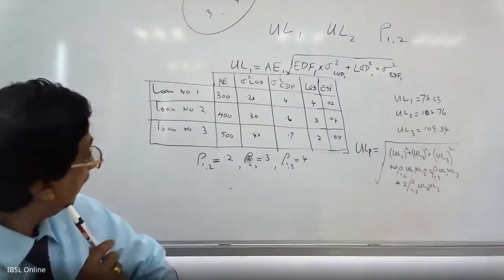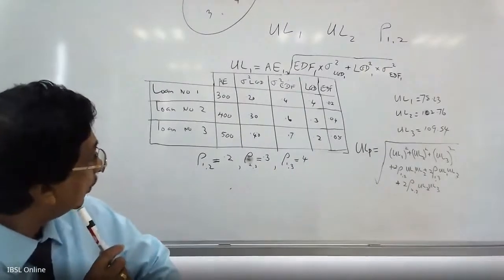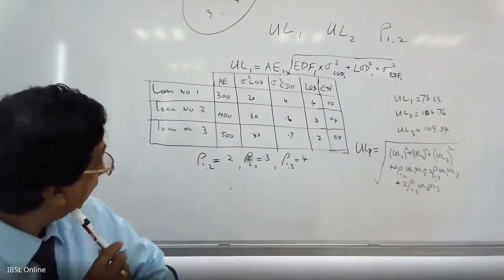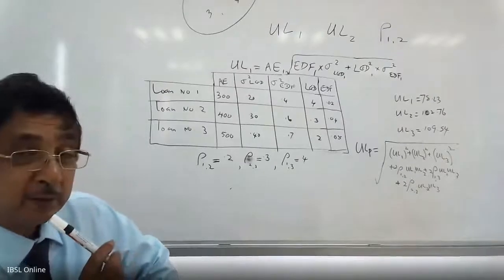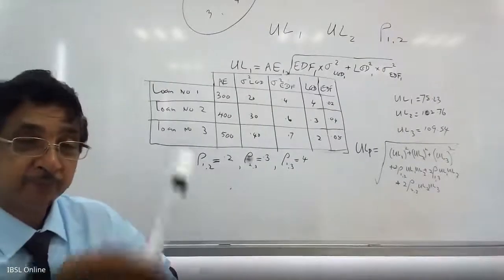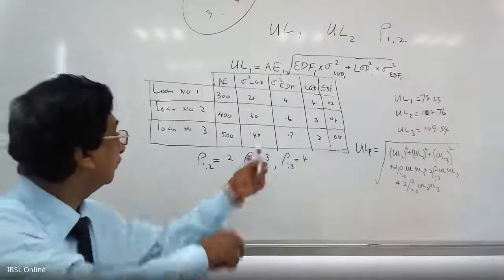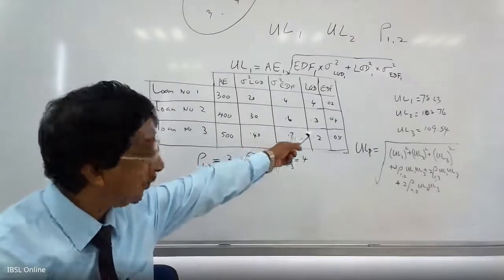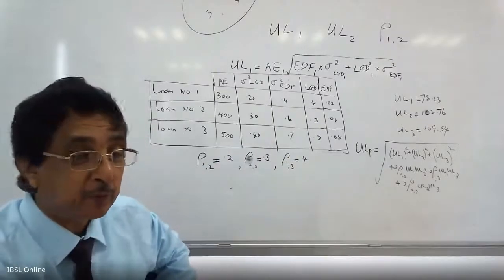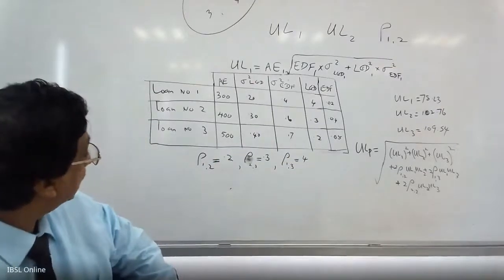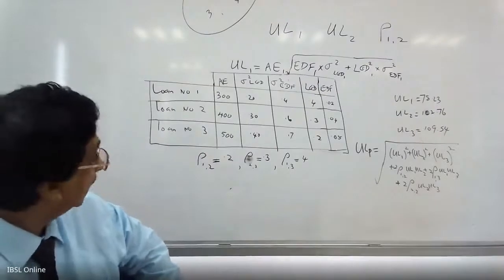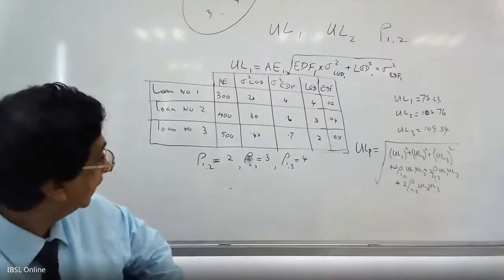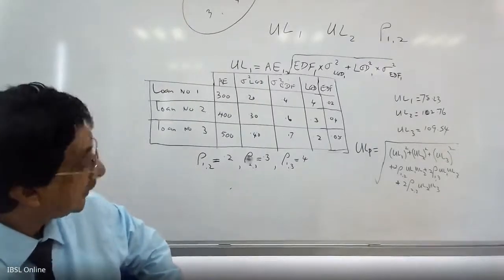In the first row you have 300, 0.2, 0.4, 0.4 and 0.02. In the second row you have 400, 0.3, 0.3, 0.6, 0.3 and 0.04. In the third row you have 500, 0.4, 0.7, 0.2 and 0.05.